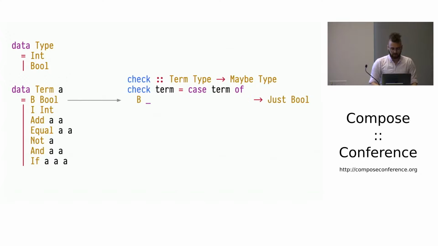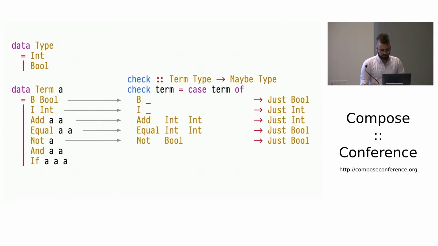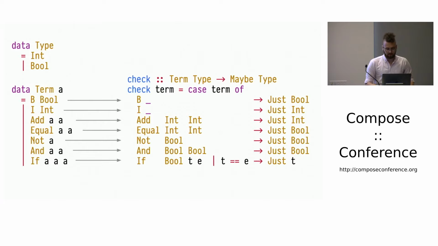So for example, the type of a Boolean literal is bool. The type of an integer literal is int. The type of the addition of two integers is int. If I try to equate two integers, then the result type is bool. If I negate a Boolean, then the result is a Boolean. If I and together two Booleans, then the result is Boolean. And if I have an if statement where the condition is a Boolean, and the two branches have the same type, then the resultant type is that type. Otherwise, this is not a type correct term.